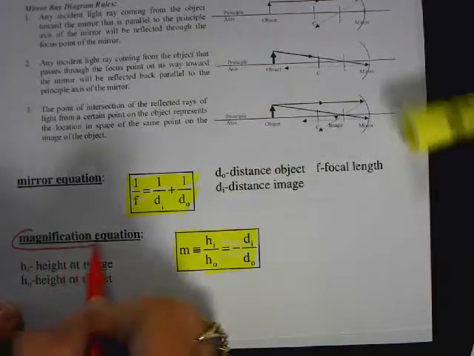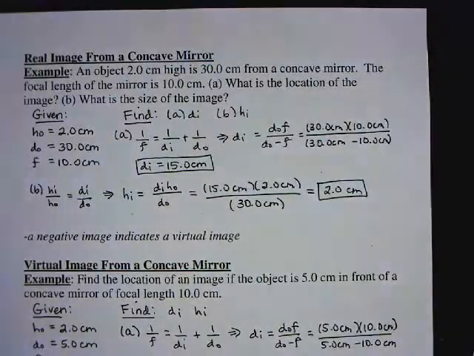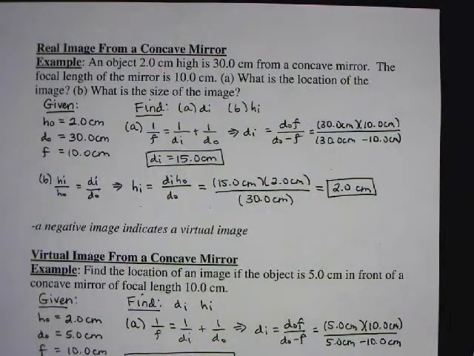M is magnification. Okay, then here's some examples in our notes using the equation, but we're going to go over this when we go over the homework right now. So we're going to start the homework right now.